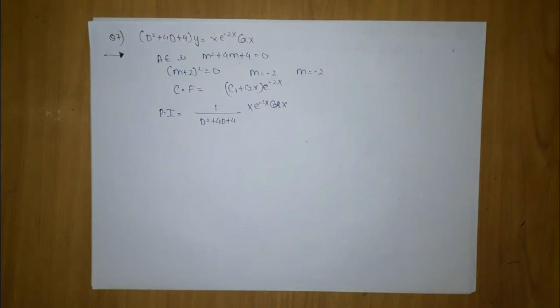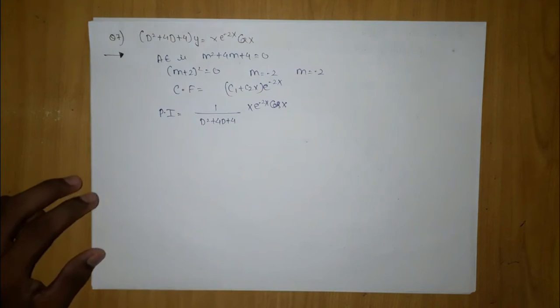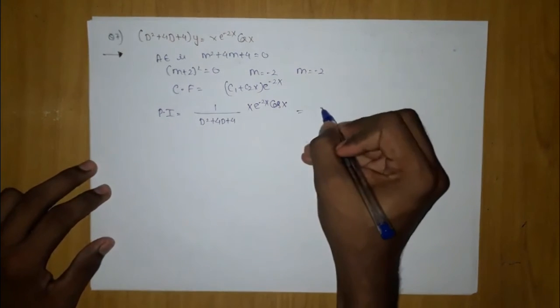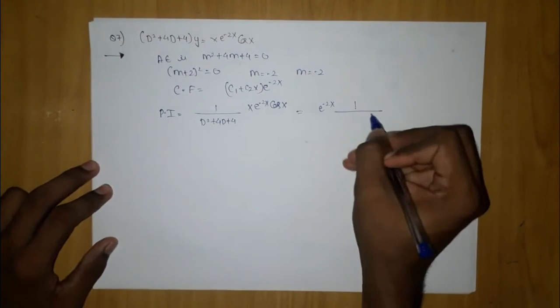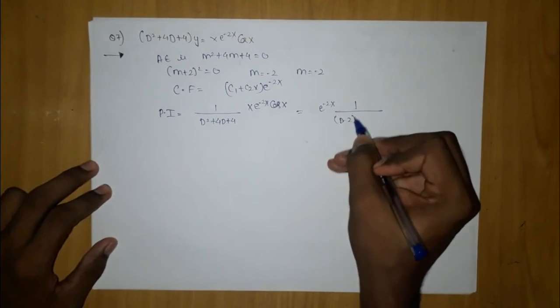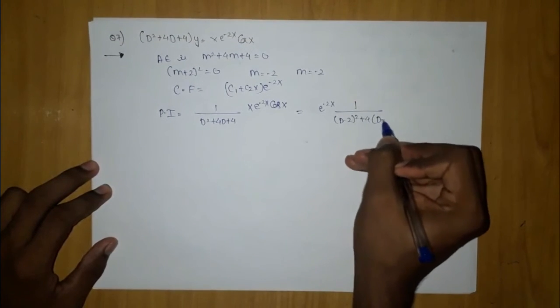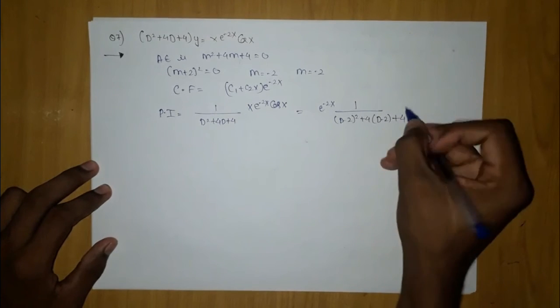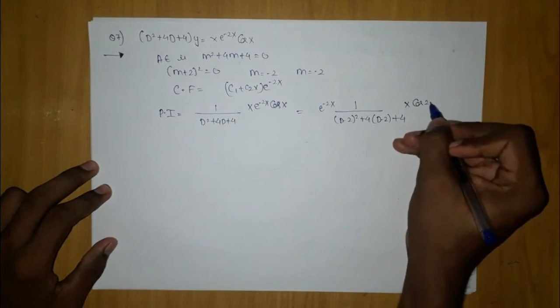But whenever sin power and e power both appear, what you have to do is first move the e to the other side, and change the cos power after that. But here, since the cos power is 1, we are going to shift the e^(-2x) to the other side. So e^(-2x), if you shift on this side, you are going to replace D here by (D - 2)² + 4(D - 2) + 4 into x cos x.